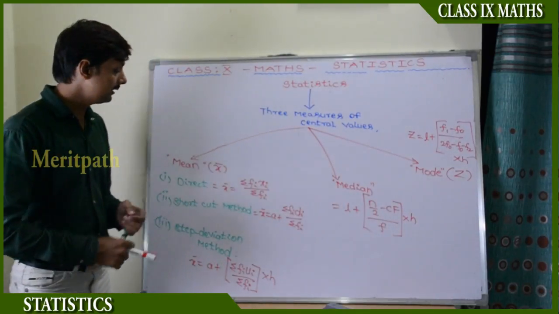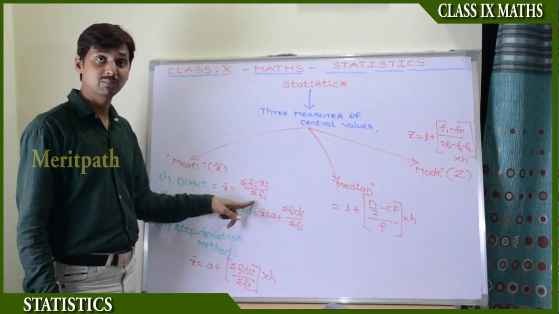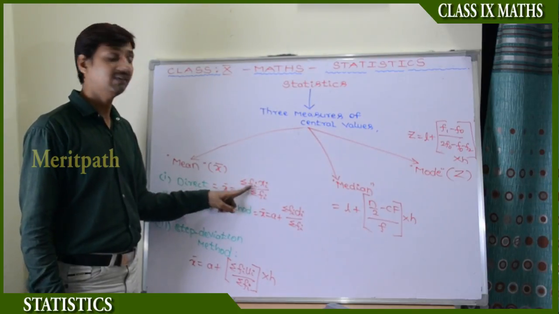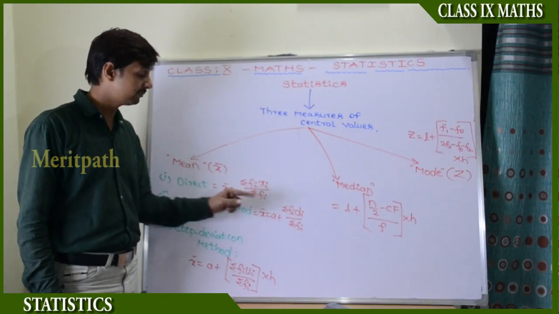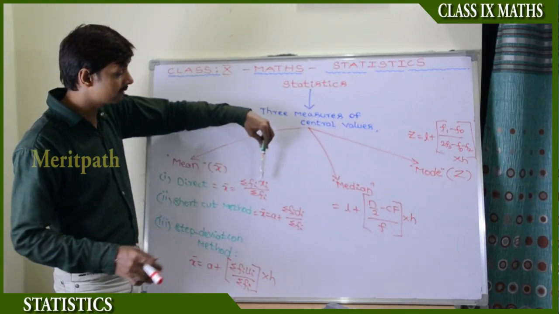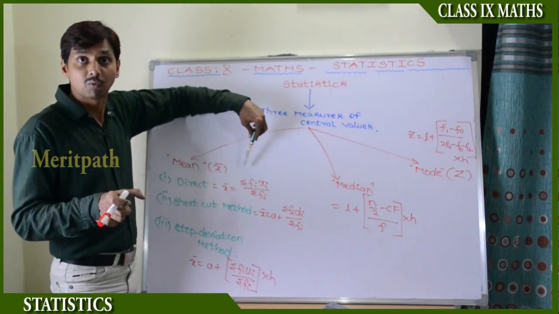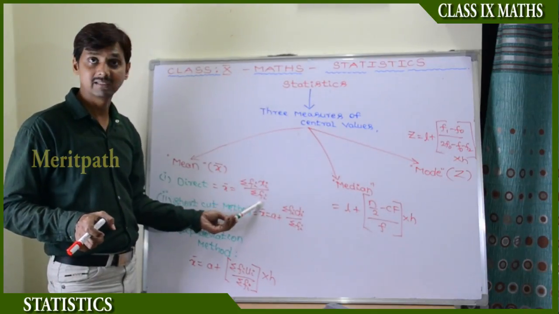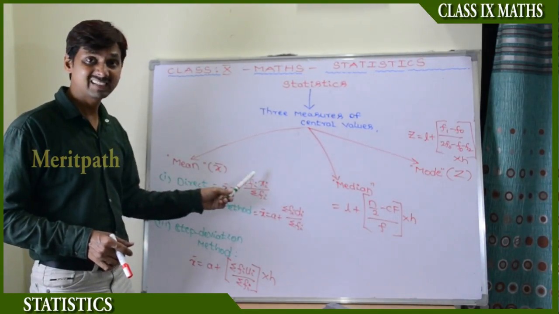So let's recall again, here the direct method. X bar is equal to sigma fi xi by sigma fi. Here xi is nothing but the mid values of the class intervals, and fi is the frequency. Sigma fi xi: after finding the frequencies and the mid values, xi being the mid values, we find the product of these two, and for that product we find the sum. So this is sigma fi xi, and sigma fi is nothing but the sum of the frequencies. Direct method formula: sigma fi xi by sigma fi.